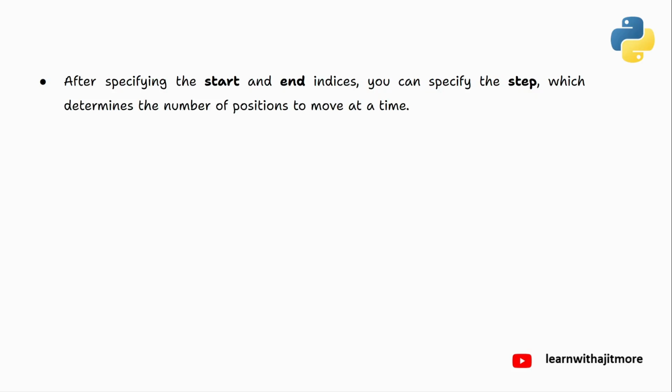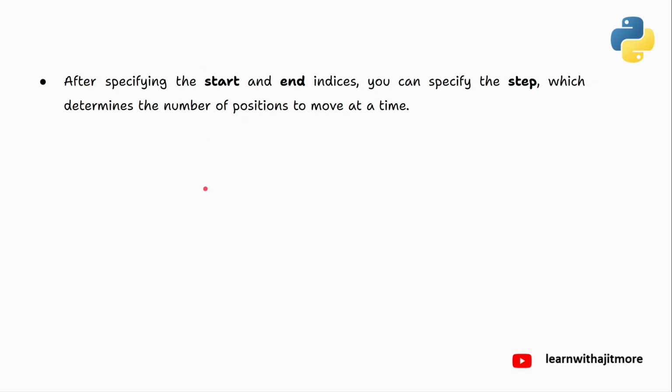अभी मैंने बताया था. If you don't want continuous items नहीं चाहिए. You want items at a fixed interval. Fixed interval के ही चाहिए. तो भी दे सकते हो. See, after specifying the start and end indexes, you can specify the step, which determines the number of positions to move at a time. Start दिया, end दिया, and step दिया. So it knows that it is supposed to move at that interval. इतने इंटरवल पे ही जंप करना.